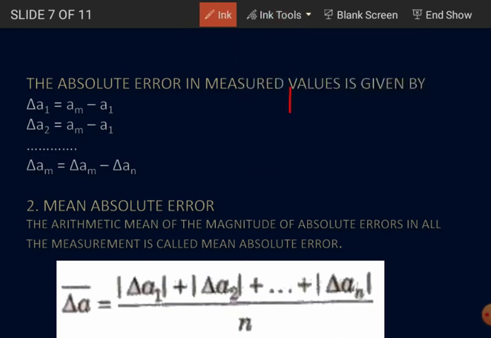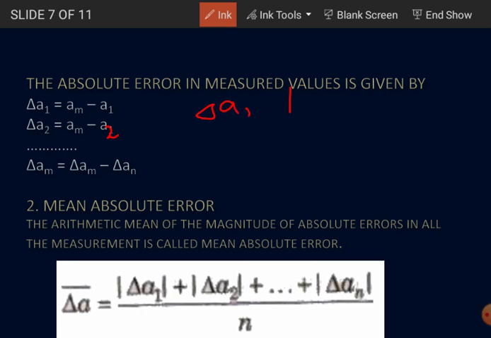Now mean absolute error. Mean absolute error is nothing but the arithmetic mean of the magnitude of those absolute errors in the measurement. Okay, suppose you are given to measure the mass of a given object, and you find all those measured quantities as A1, A2, okay, like that, and so on. So you will find what?